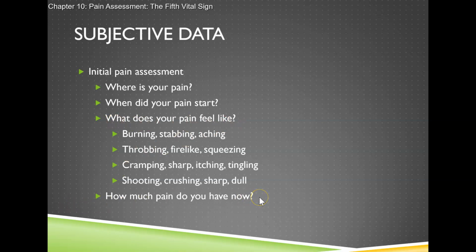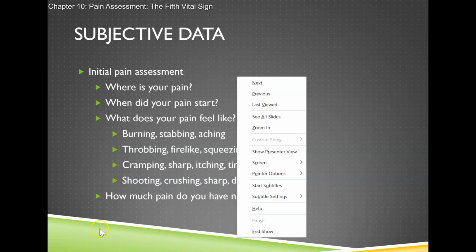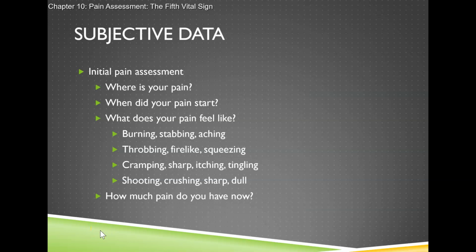How does pain do? How much pain do you have now? And when you do that, like for instance, what does your pain feel like? You're looking for words like burning, stabbing, aching, squeezing, itching, tingling, dull, cramping, sharp, all of those types of words. That's what you're looking for.